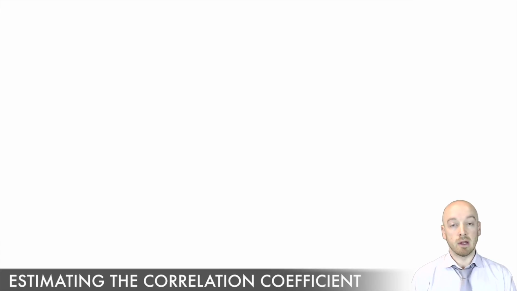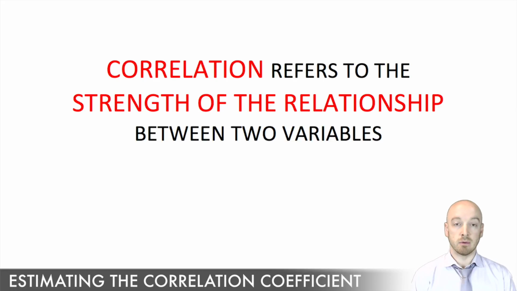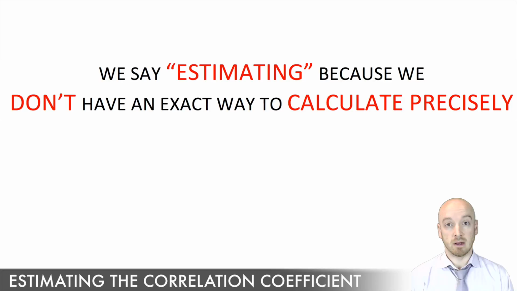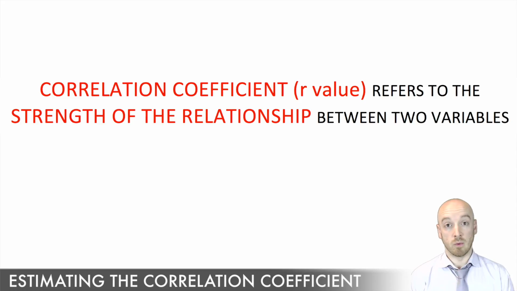Alright, so we've learned a little bit here about what correlation is and how to interpret it and how to compare different correlations to each other. But what if a question asks us to calculate or estimate the correlation coefficient? Now, the reason we use the word estimating here is because we have an imperfect method of finding the coefficient of correlation. Now remember, those nerdy words, correlation coefficient, they just mean the R value, which represents the strength of the correlation between two variables.